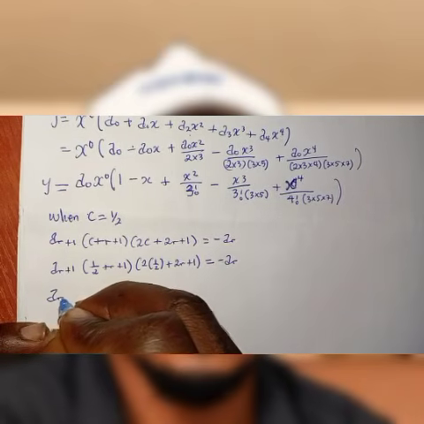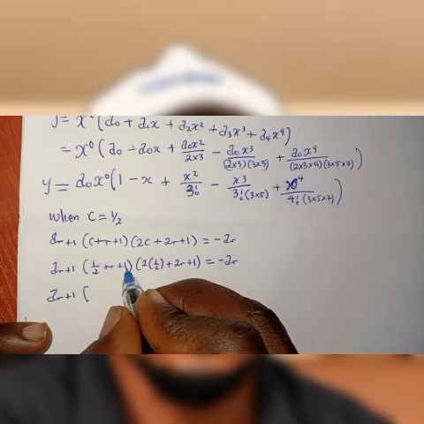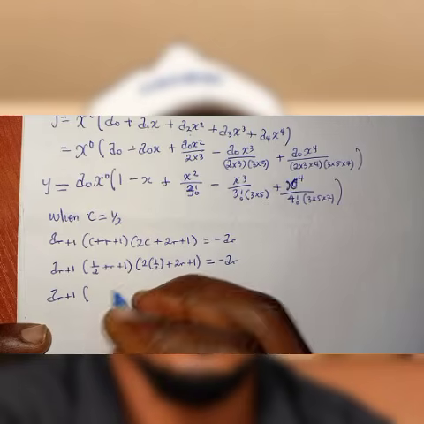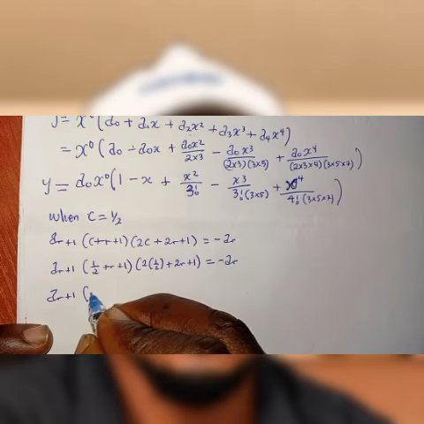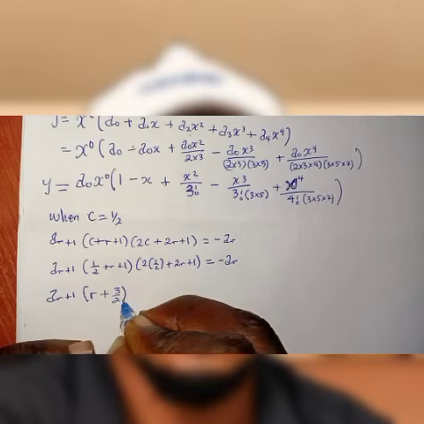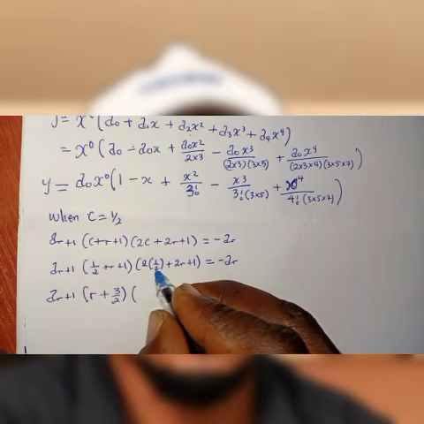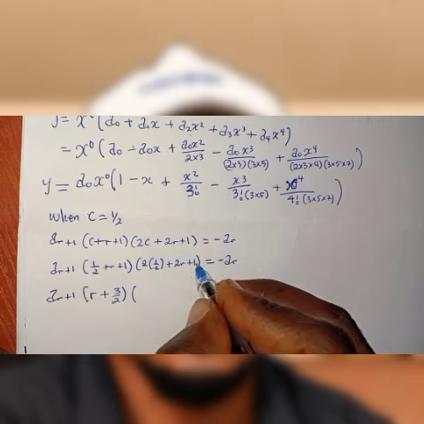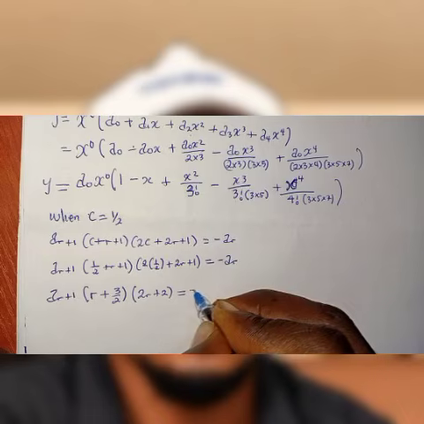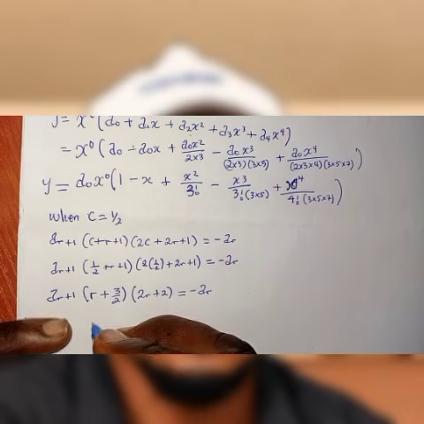So I have ar plus 1. 1 over 2 plus 1 is what? What do you have? That's 3 over 2. So you are going to have r plus 3 over 2. Open bracket. This cancels this. So you have 1 plus 1. So you have 2r plus 2 equals minus ar. Now let's solve this one only first.